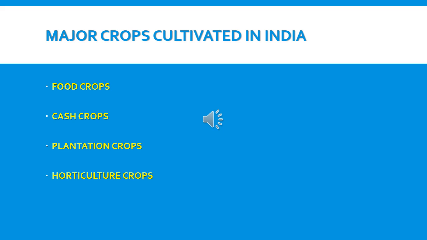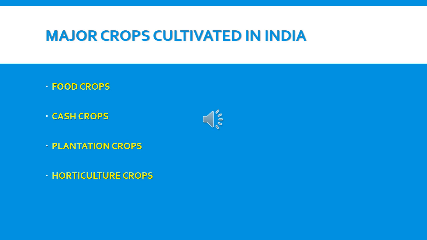So the major crops of India are divided into four major categories. They were food crops, cash crops, plantation crops, and horticulture crops. So food crops.